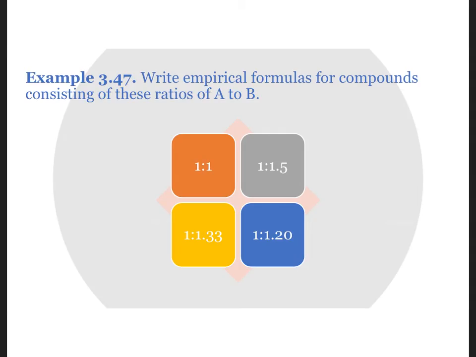Imagine that we have 4 AB compounds with the following ratios. Using what we've learned, can you identify the empirical formula for each AB compound? Keep in mind that it may be easier to multiply by a factor to clear the decimal subscripts, especially if the lowest number is 1.